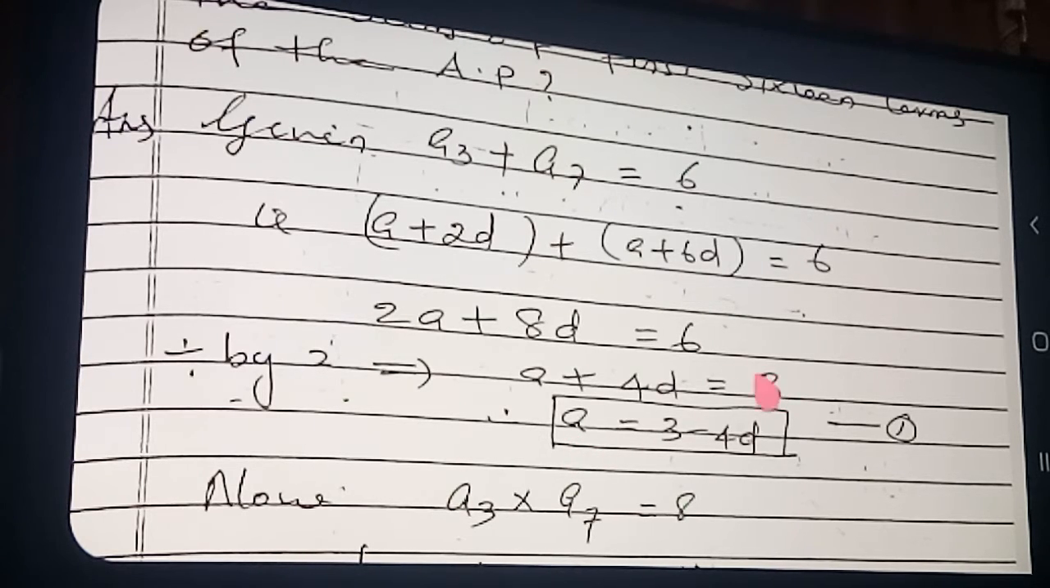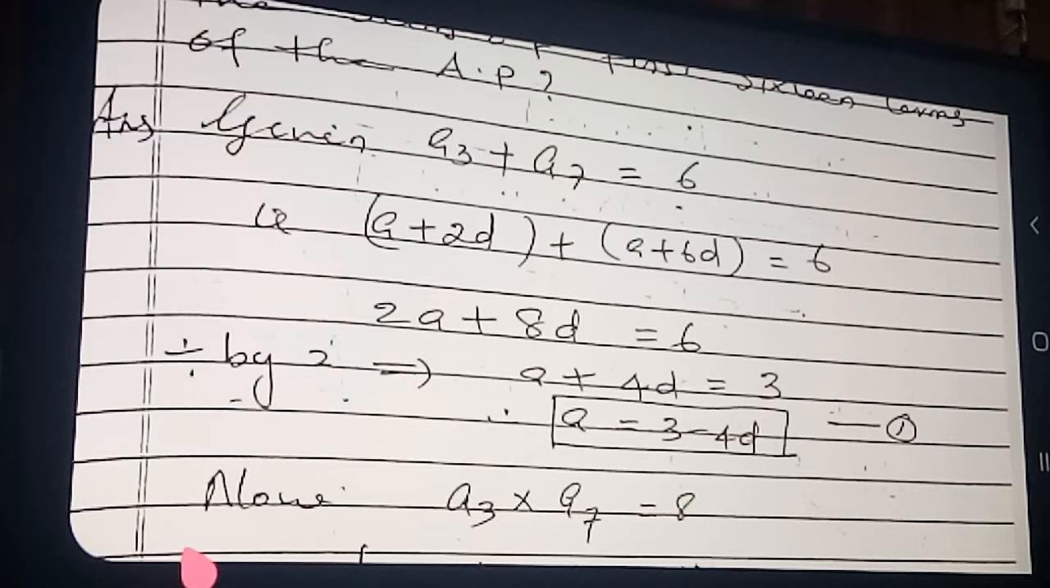a is equal to 3 minus 4d. You can find out d also, but while finding d, a fraction will come. That is why I found out a. a is equal to what you are getting? a is equal to 3 minus 4d. That we take as equation number 1.